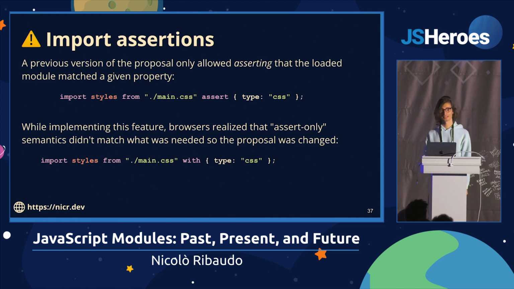You might have already seen something very similar. Until a couple of months ago, this proposal was called import assertions, and it was already supported in some tools. While implementing this proposal in browsers, we found that what the web needed was not assertions, but something more powerful to actually affect how a module is loaded. So if you've ever seen the first syntax in the slide, just forget about it. Pretend it never existed and only look at the second syntax.